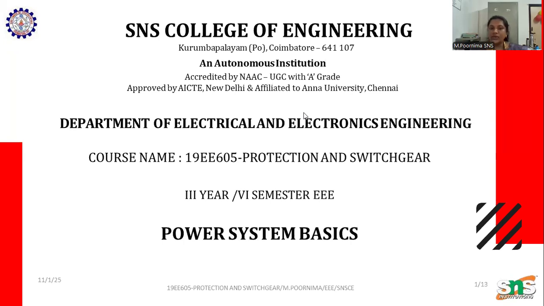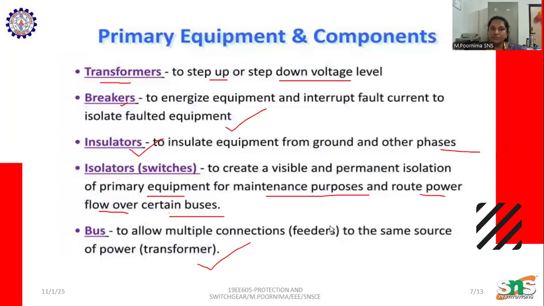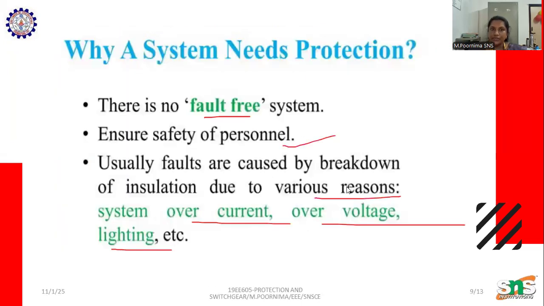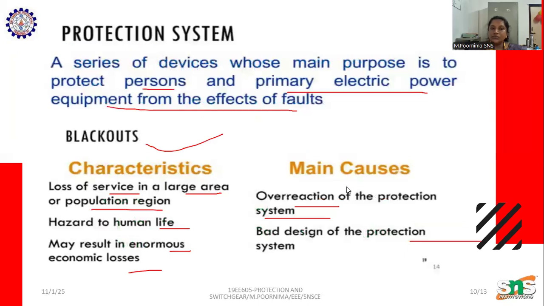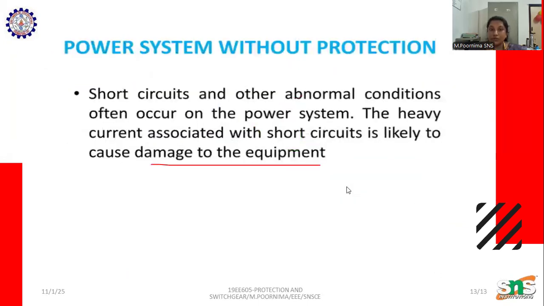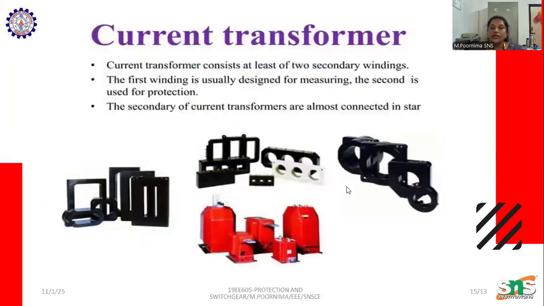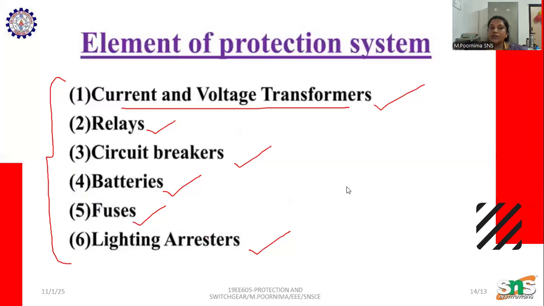In the last class, we saw the basics of power systems and symbols, primary equipment, components, and why protection systems are needed: primary protection, backup protection, and what happens to a power system without protection. Finally, we ended with the elements of power system protection. Today we are continuing with these elements in detail.